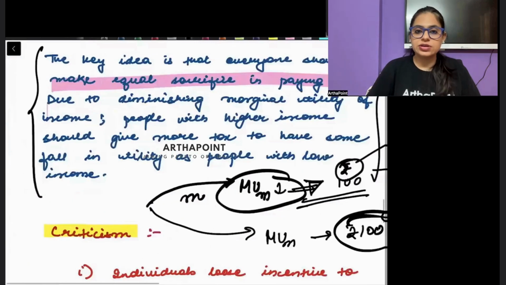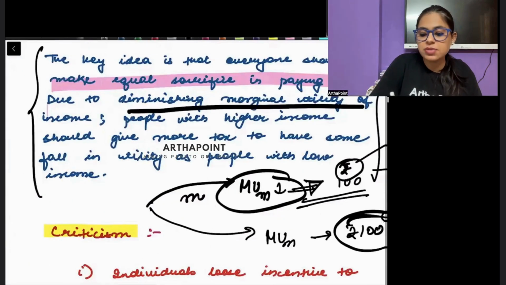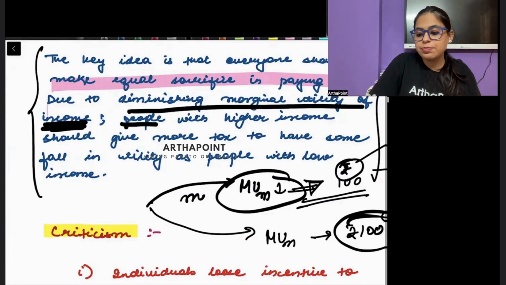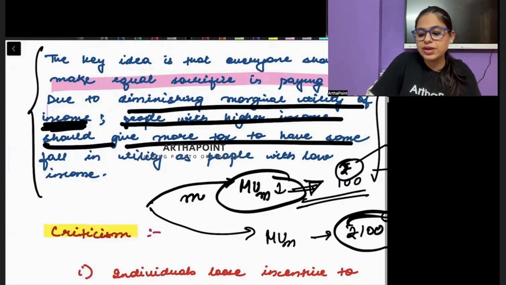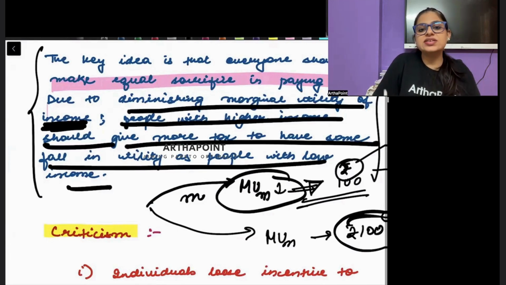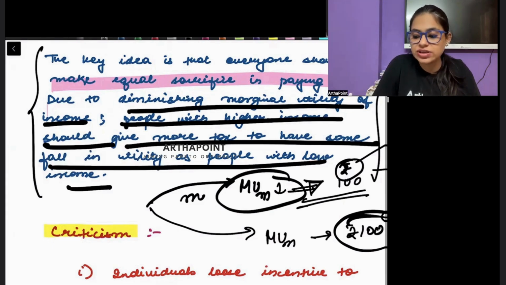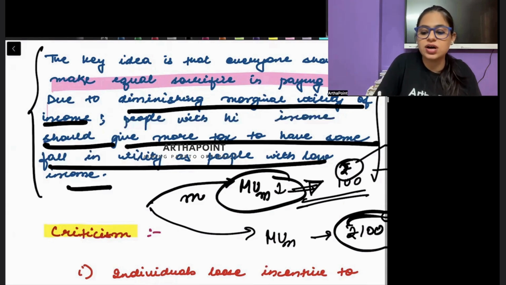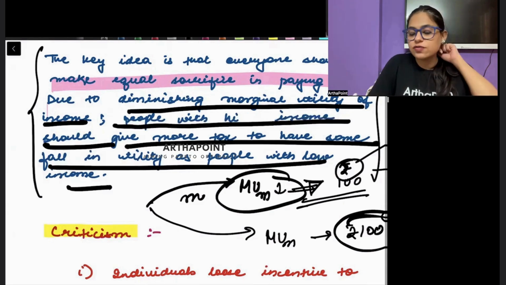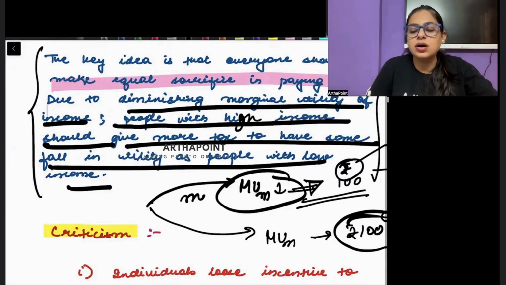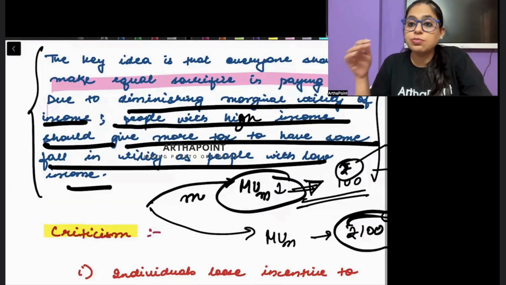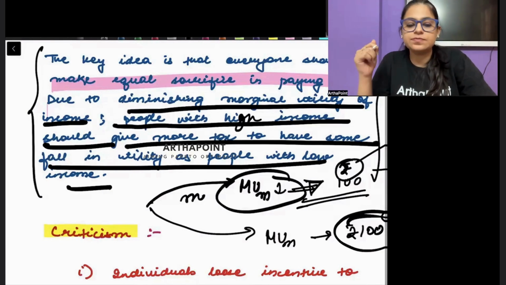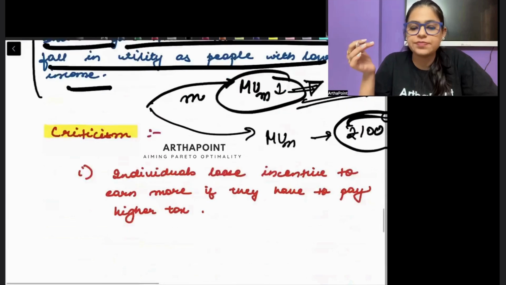So this is what we have written here, that due to diminishing marginal utility of income, people with higher income should pay more tax to get the same decrease in utility. If we want the decrease in utility to be the same amount, then people with a high level of income should make a greater sacrifice of money. So they should pay more tax.